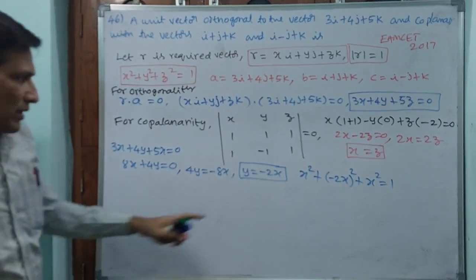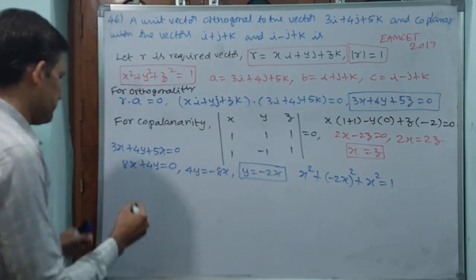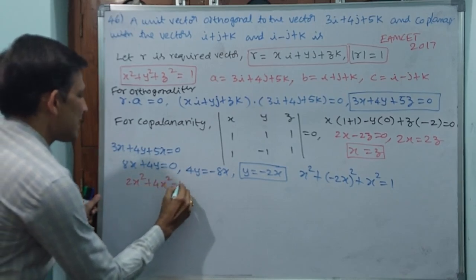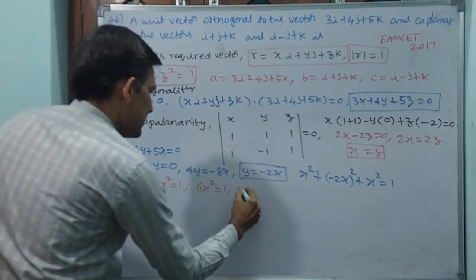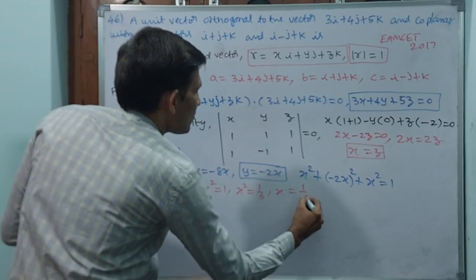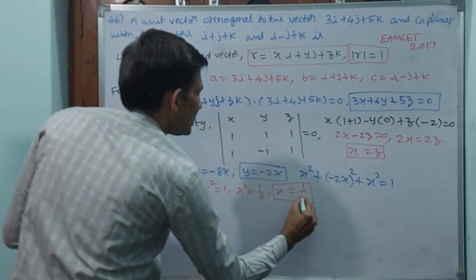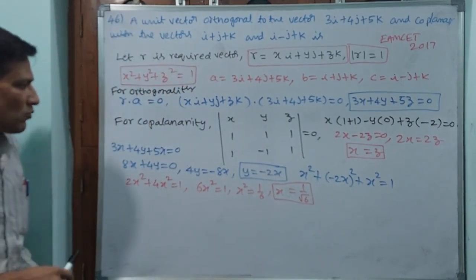See, x square plus x square, 2x square, plus 4x square. 2x square plus 4x square is equal to 1, or else 6x square is equal to 1, or else x square is equal to 1 by 6, or else x is equal to 1 by root 6. Okay? X is equal to 1 by root 6.